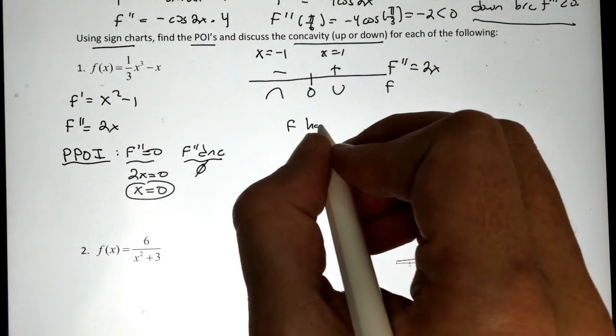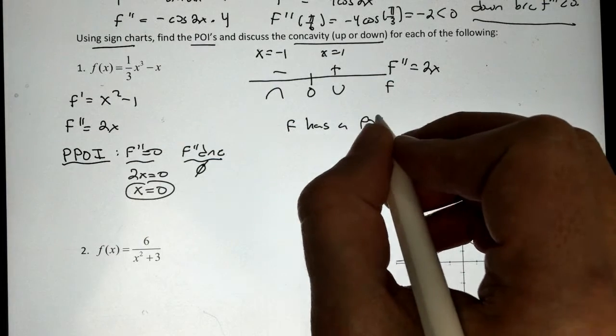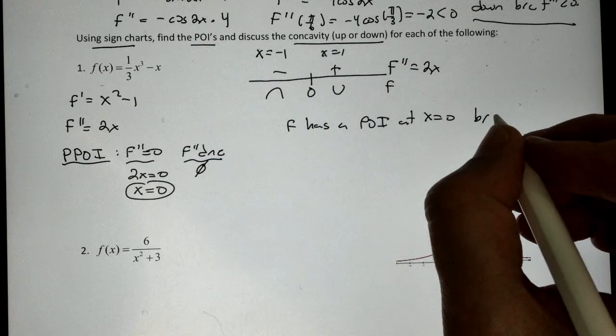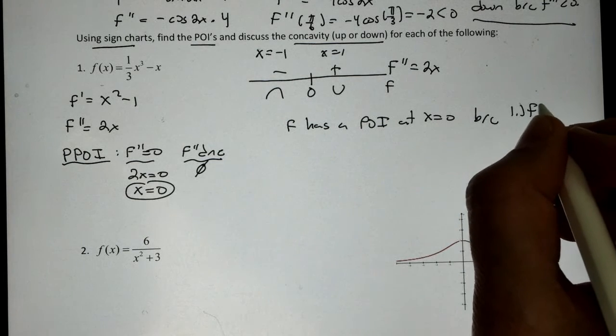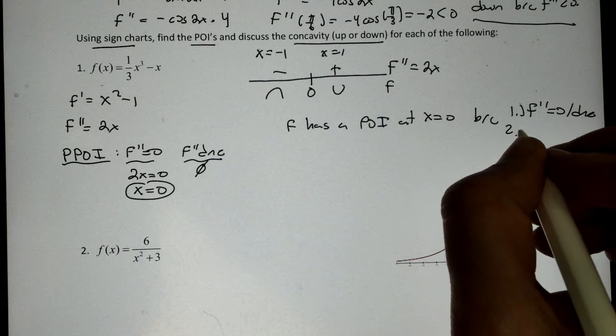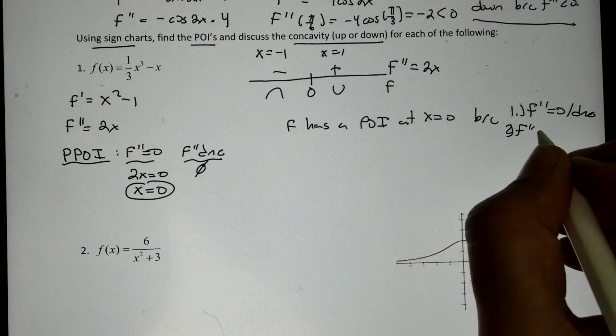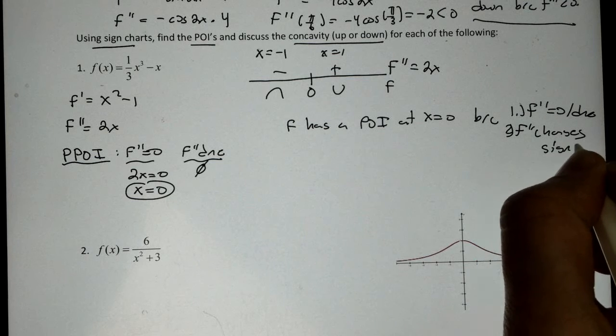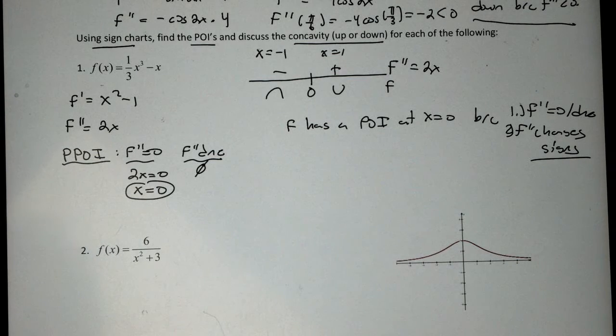Yes, f has a POI at x equals 0, and there are two reasons for it. One, because the second derivative is 0 or DNE, and two, the second derivative changes signs. You definitely need that second one.